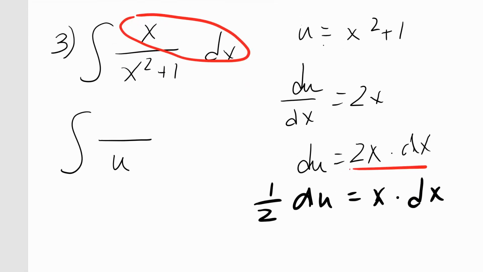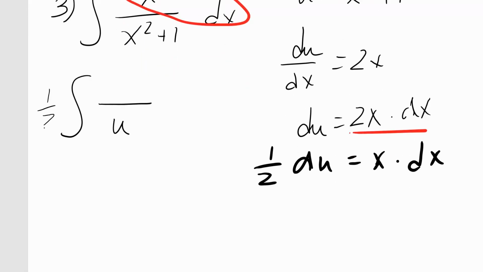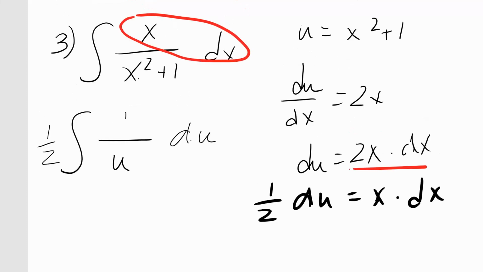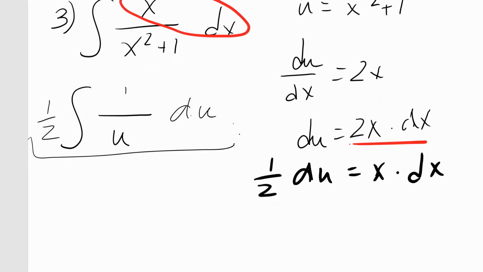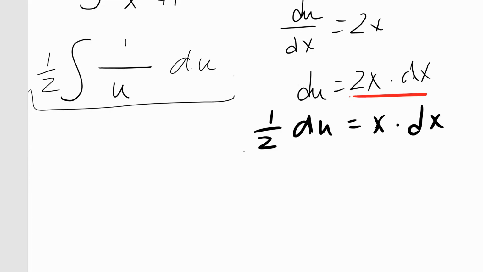So I can get rid of my x dx and put in 1/2 du. There's nothing left in the numerator, so I just put a 1 there. When this happens, you should get a very nice little integral that you can integrate very quickly. All right, so now that I have that, I can integrate it very quickly. Leave the 1/2 out front. The integral of 1 over u du is the natural log of the absolute value of u plus c.